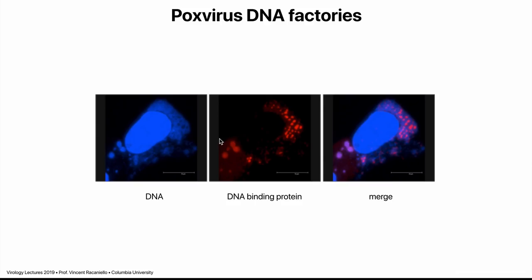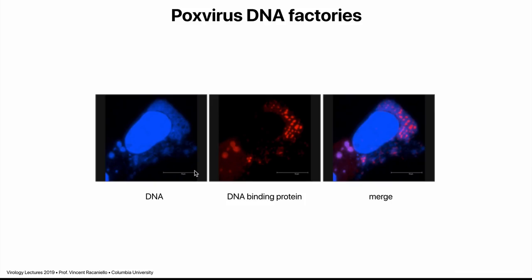So here on the left is a cell that is infected with a pox virus. It's stained with a dye called DAPI that stains DNA. And so the big blue blob in the middle is the cell nucleus. And the cytoplasm has got some blue stain as well. In particular, you can see these big blue dots at the lower left.